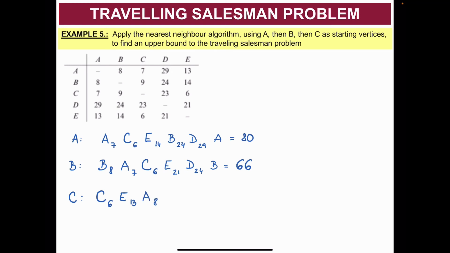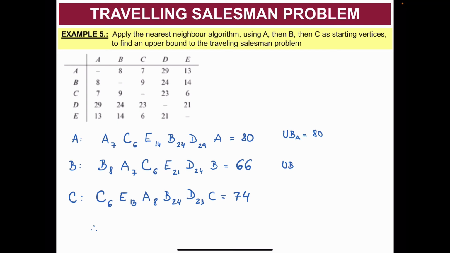8 will get me to B. Then 24, I'll get to D. And then from D to C, that's 23 units. And add it up: 47, 45, 74. And then I have the upper bound if I started at A is 80.